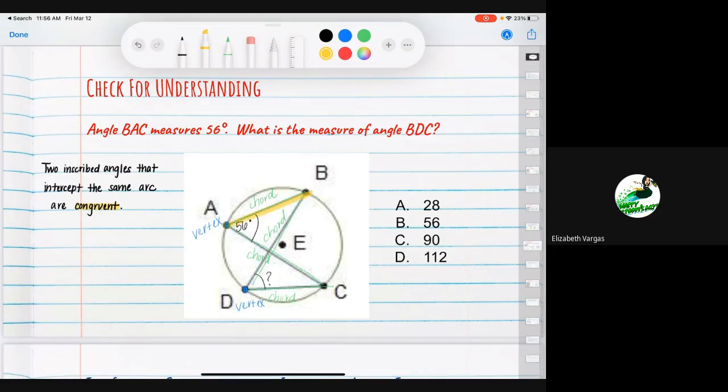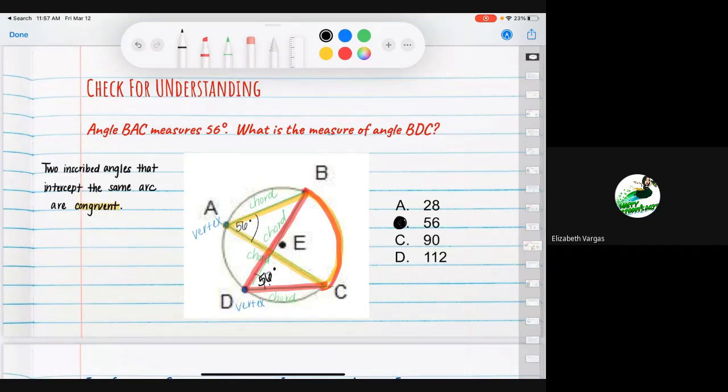So let's see. Its arc would be BC. And its arc would also be BC. And so because they share the same arc, they are congruent. And so therefore, this missing angle is also 56. So great job. And so therefore, B would be our answer. Good job, guys.